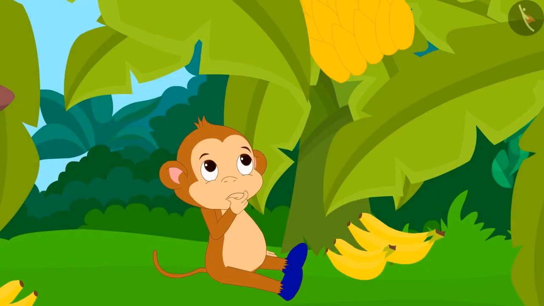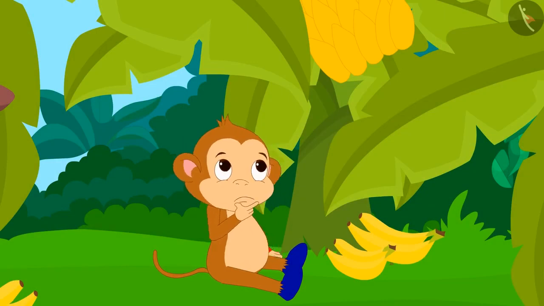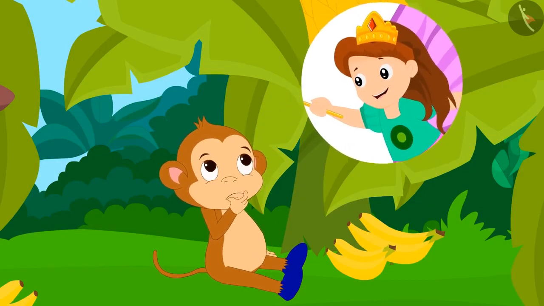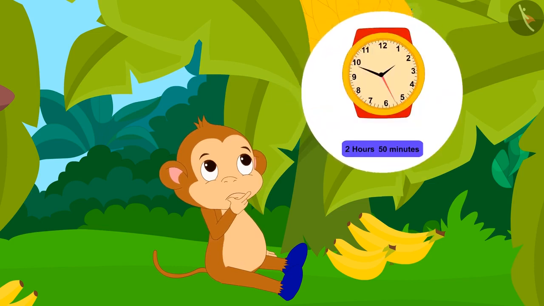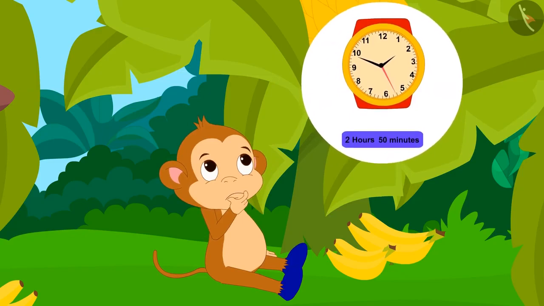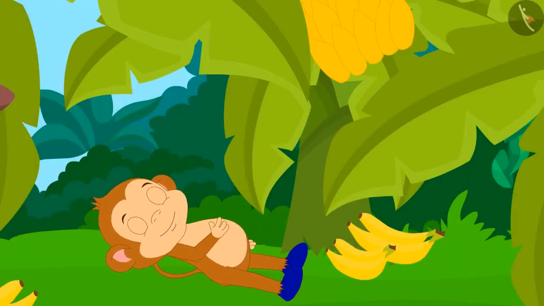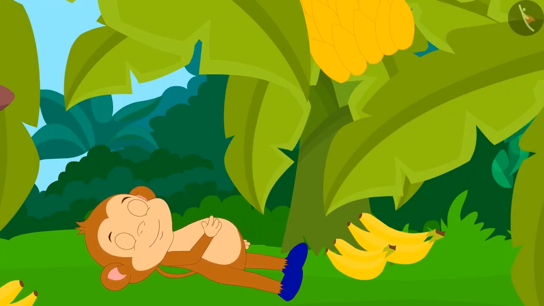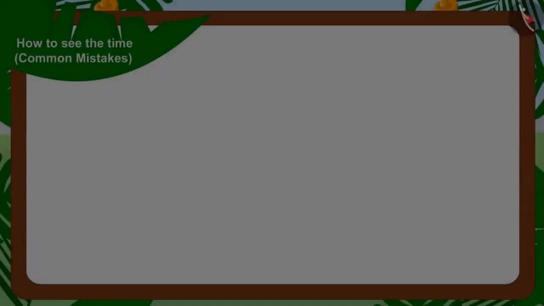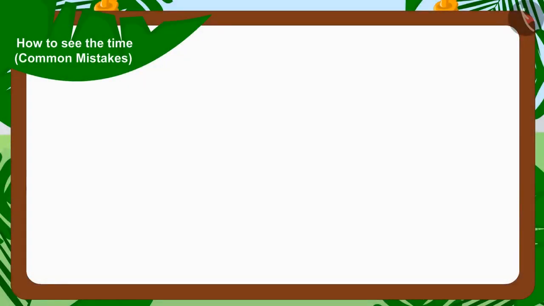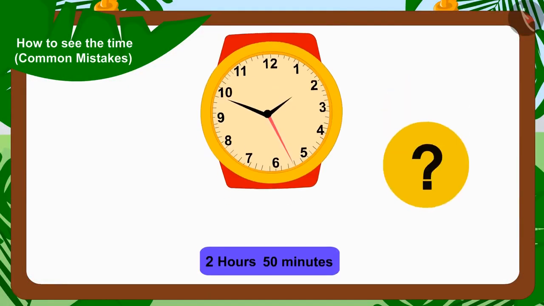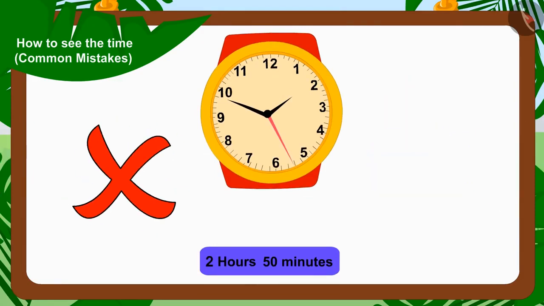Babban thought that the angel has allowed him to stay there only because it's already 2 hours and 50 minutes and he was still there. After thinking this, Babban fell asleep peacefully. Children, has Babban seen the correct time in the watch? No. Babban has made a mistake.